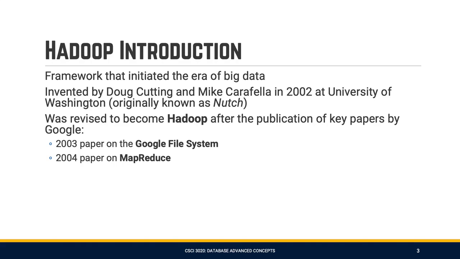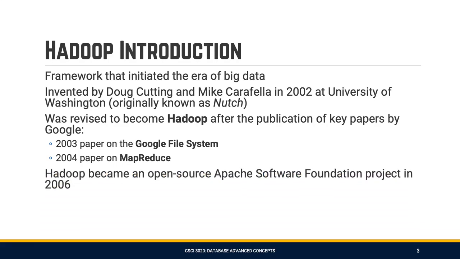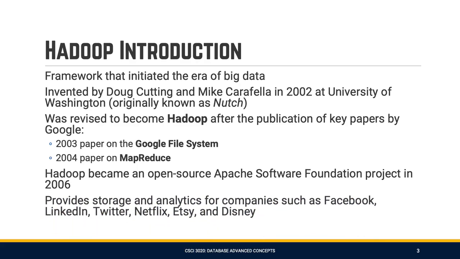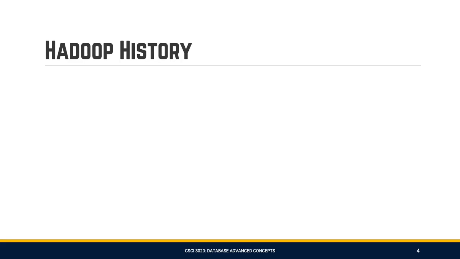So Hadoop then became, in 2006, an open source project under the Apache Software Foundation. And then it also became a lot more popular. It provided storage and analytics for companies like Facebook, LinkedIn, Twitter, Netflix, Etsy, and Disney. So it is very popular in the way that it stores data and the way that you deal with that data. All of these sources, Facebook, LinkedIn, Twitter, and so forth, use Hadoop to store their big data systems. So a bit about Hadoop history.